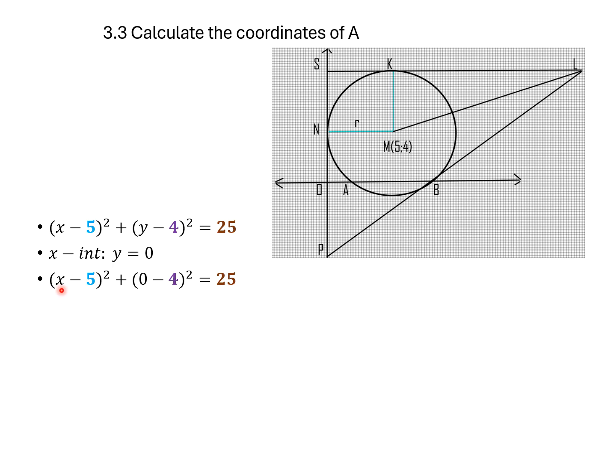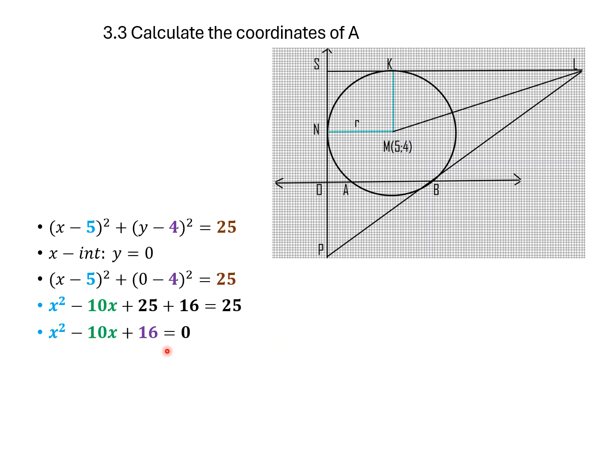Multiply out: x times x, x squared. X times negative 5 gives negative 5x, times 2 gives negative 10x. Negative times negative, positive, 5 times 5 is 25. Negative 4 times negative 4 is positive 16, equals 25. The 25 and 25 cancel, so I'm left with x squared minus 10x plus 16 equals 0.